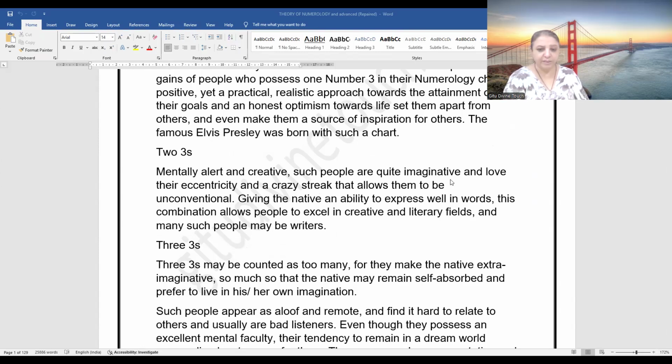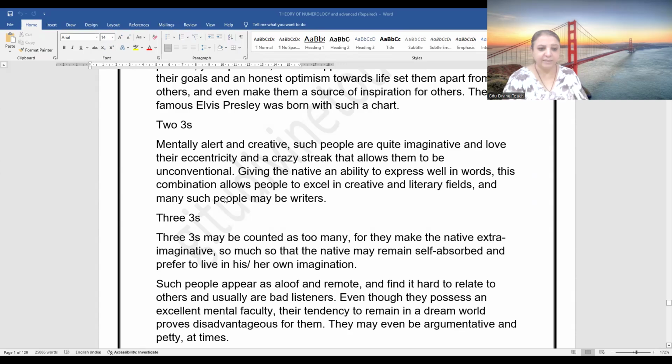Such people are quite imaginative and love their eccentricity and crazy streak that allows them to be unconventional. Giving the native an ability to express well in words, this combination allows people to excel in creative and literary fields. And many such people may be writers. So 2 times 3 is there, meaning double power of Jupiter. And that's why they are good in literary, they are good in writing, they are good in creativity.